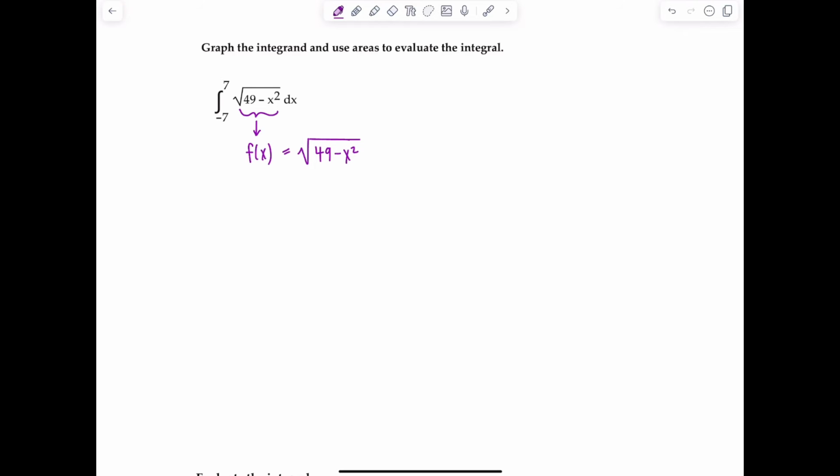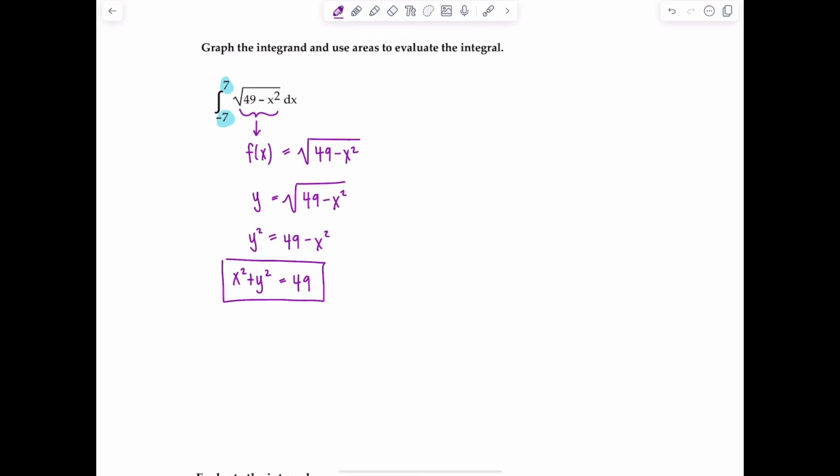And we want to figure out the area under this curve from -7 to 7, since those are our limits of integration. Now, do you recognize what this represents the graph of? If not, it's okay. f of x is the same as, we can just write y equals the square root of 49 minus x squared. I'll square both sides, so now I have y squared equals 49 minus x squared. And then let me put all the variables on the left. x squared plus y squared equals 49, right? Do you recognize it a little bit better now?